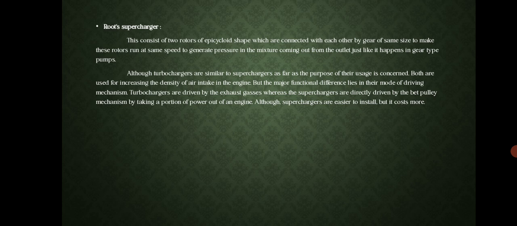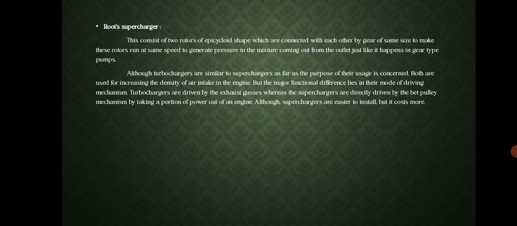Roots supercharger. This consists of two rotors of epicycloidal shape, which are connected to each other by gears of the same size to make the rotors run at the same speed, to generate pressure in the mixture coming out from the outlet, just like it happens in a gear type pump.